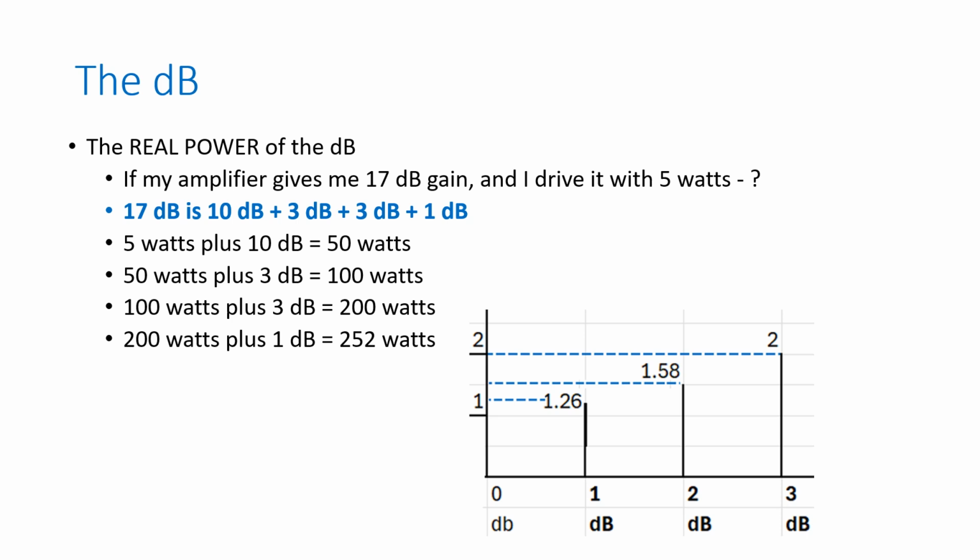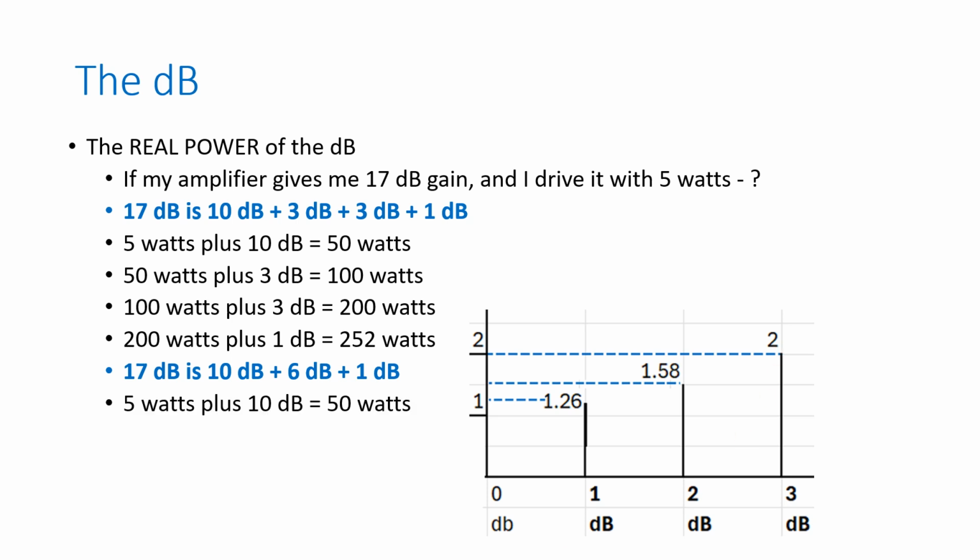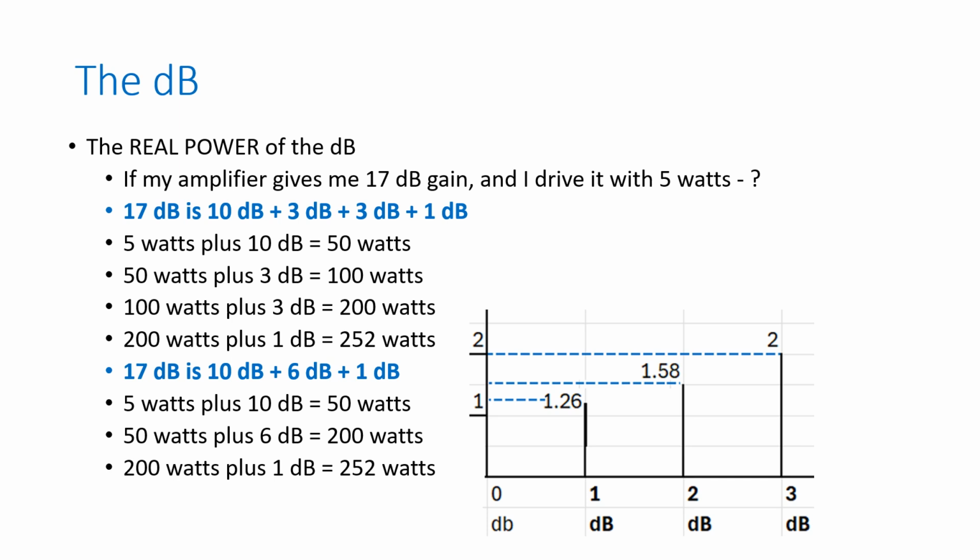Another way to look at it is 17 dB is 10 dB plus 6 plus 1. If we can remember that 6 dB is double of a double, which is 4 times, we can say 5 watts plus 10 dB is 50. Now, 6 dB is going to increase that 4 times. Then we add our 1 dB, and we get the same number.